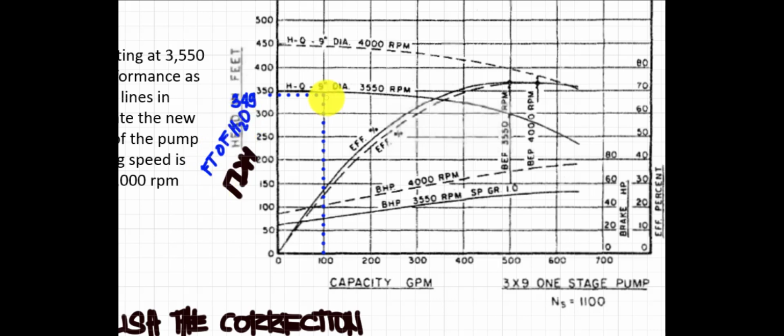Now, mapapansin nyo, yung efficiency ng impeller na pump, which is 9 inches at 3,500 RPM, is this yung solid line. Efficiency niya yan. Then, yung efficiency ng dotted line o yung tawag dito, non-continuous line is yung 4,000 RPM.